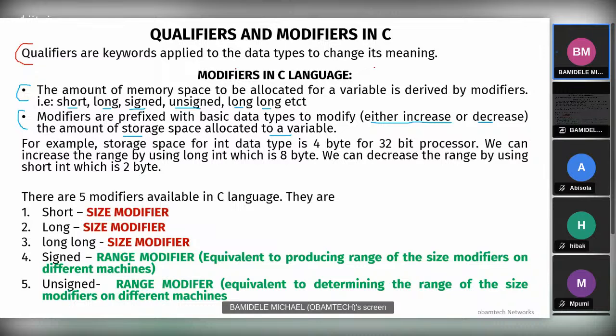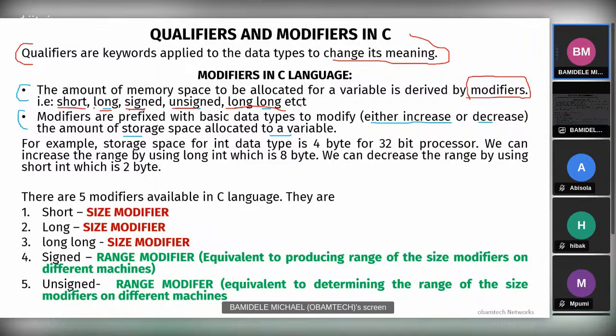So qualifiers are keywords applied to the data types, and they change the meaning of that data type. What do we mean? For example, the amount of memory space needed to be allocated for a variable is determined by the modifiers applied or attached to it. If the data type is short, for example, short int, long int, signed int, unsigned int, long int, all these have the amount of specified space they occupy in memory.